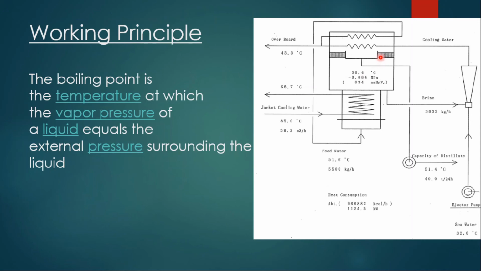So what does it say? When the vapor pressure is equal to the atmospheric pressure, that is known as a boiling point. So to reduce the boiling point, we are reducing the atmospheric pressure. So to reduce the atmospheric pressure, we are creating a vacuum inside a freshwater generator through the ejector. So that's why we need the ejector in the freshwater generator.